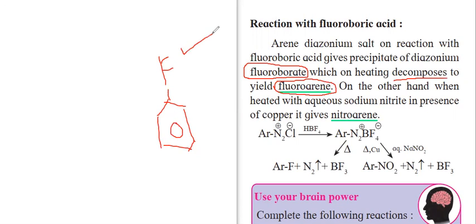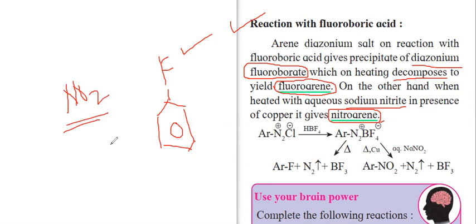Fluorine is a very violent reactant. For that purpose this reaction is used, to attach fluorine to the benzene ring. On the other hand, when the diazonium fluoroborate is heated with aqueous sodium nitrite, NaNO2, in the presence of copper, it gives a nitroarene. It means that instead of fluorine it will get an NO2 group.